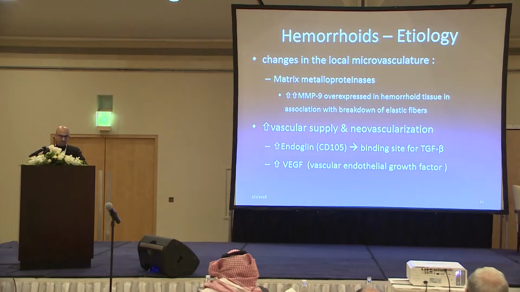The metalloproteinases are enzymes that are responsible for the breakdown of elastin and fibers, and this can even contribute to the prolapse of the internal hemorrhoids. In addition, further studies have shown that in these hemorrhoidal cushions, in symptomatic patients who require surgery, vascular endothelial growth factor and endoglin, which corresponds to CD105, are increased and overexpressed compared to normal samples.